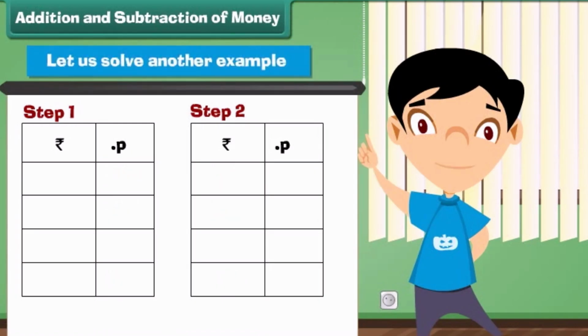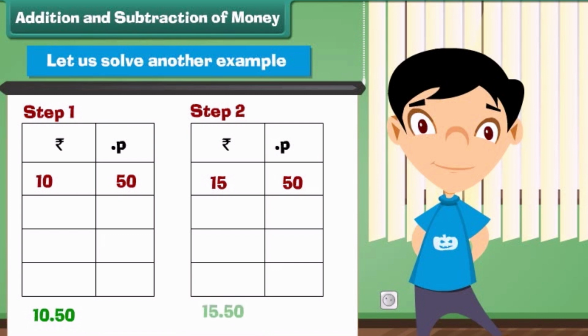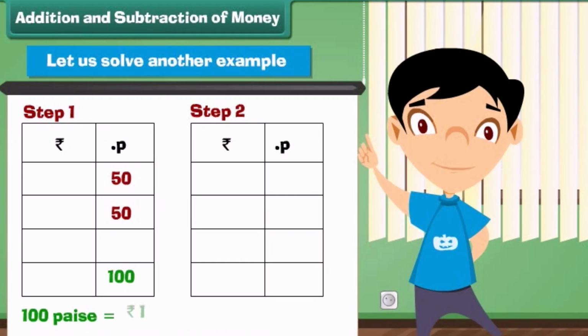Let us solve another example. What is the sum of 10 rupees 50 paise and 15 rupees 50 paise? Step 1. Write the numbers in the correct column. Step 2. Add the numbers in the paise column. 50 plus 50 equals 100 paise. But we know that 100 paise is equal to 1 rupee, so we write 2 zeros below the paise column and take 1 as carry.